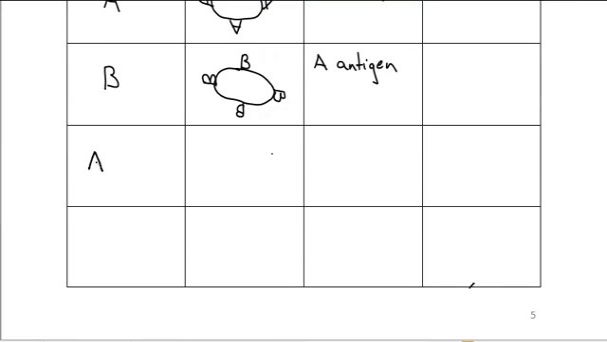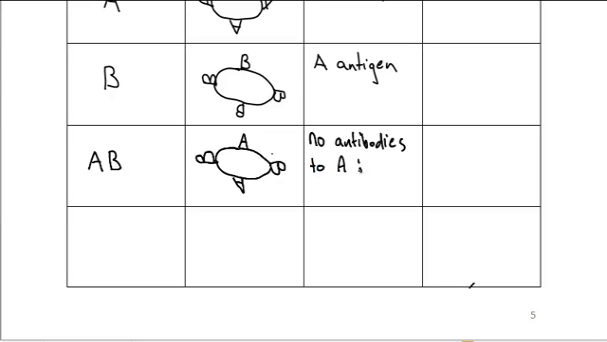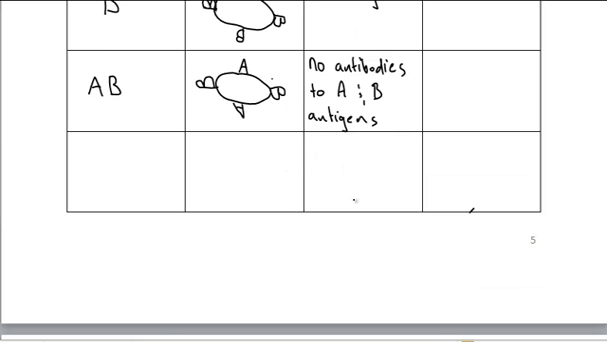And some people actually have both A and B on their cell surface, so they're called AB. And because they have A, they won't make antibodies to A, otherwise they'd destroy their own cells. And because they have B, they won't make antibodies to B, so they have no antibodies, at least to A and B antigens. So they might make antibodies against all sorts of other things like chickenpox, but they won't make it against the A or the B antigen.